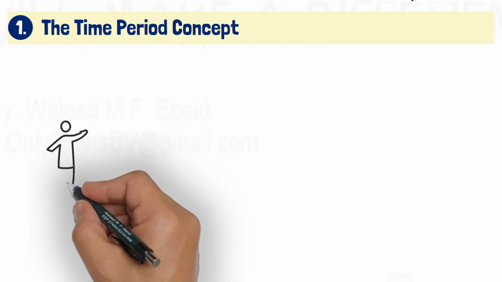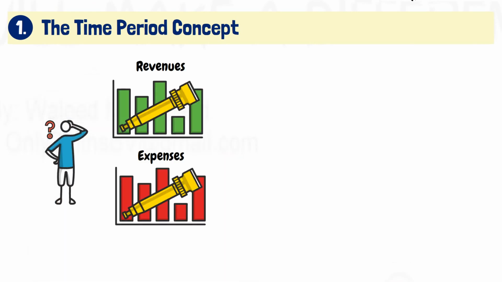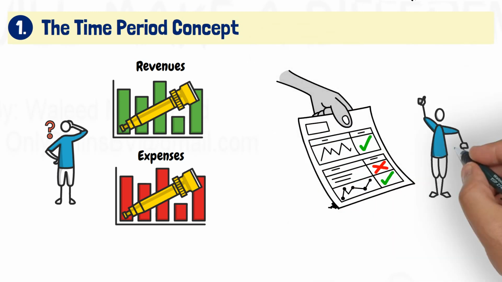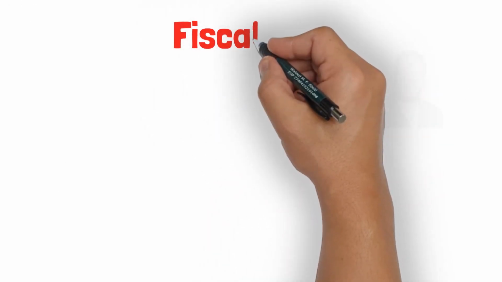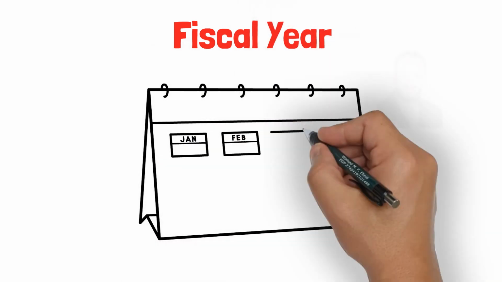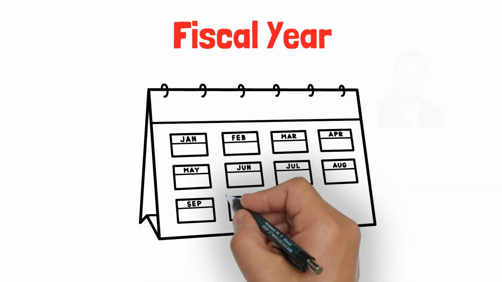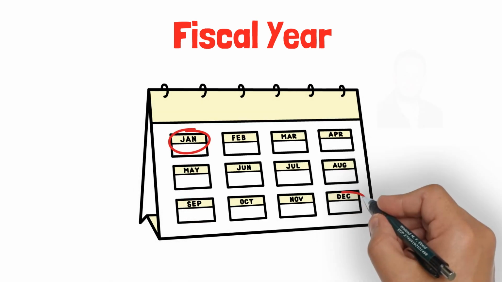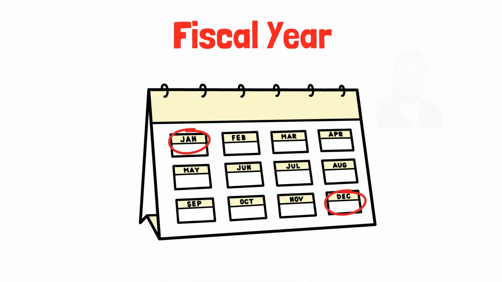Businesses become in a better position to track their revenues and expenses, identify trends, and make informed decisions about their future operations. The most common time period used in accounting is the fiscal year, which is a 12-month period. A fiscal year generally starts on January 1st and ends on December 31st each year.